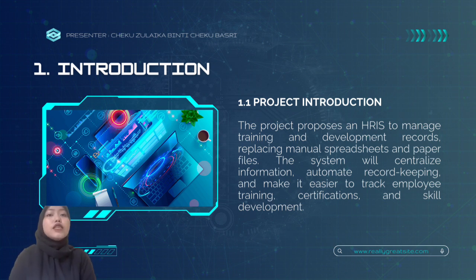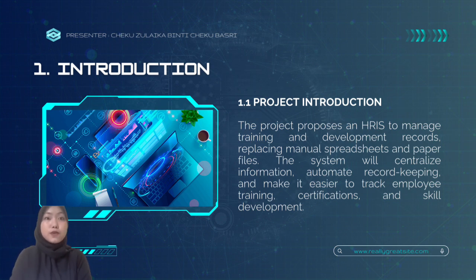This means employees' training history, certification, and skill development will always be updated and can be tracked quickly. For HR, it reduces workload and error. For example, it provides transparent career growth. At the same time, the HRIS reduces organizational risk. Training records will be stored safely, skill gaps can be identified yearly, and the system even sends reminders when certifications are about to expire.